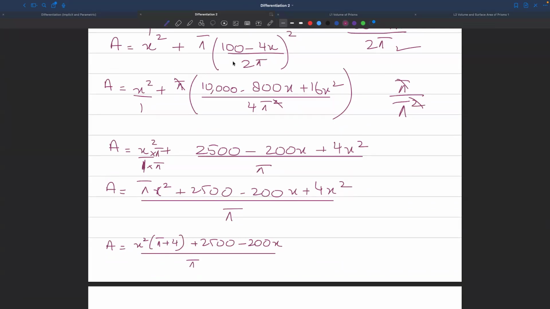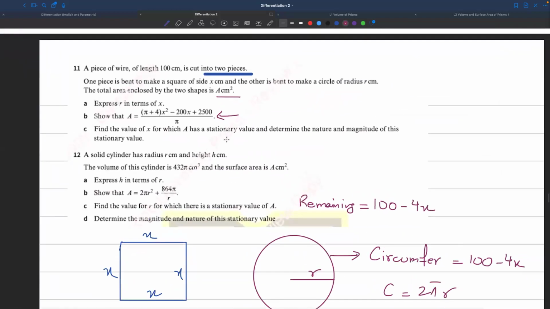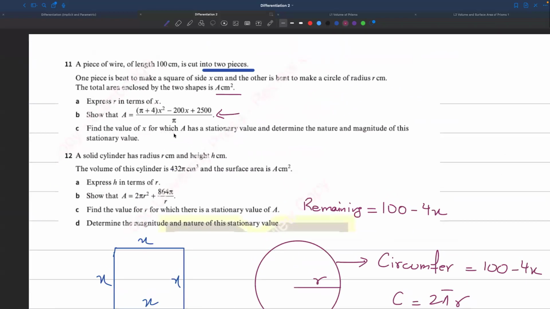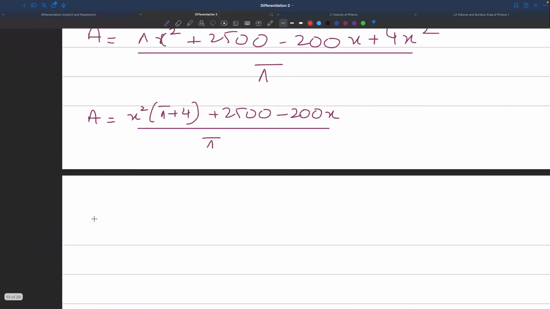Now, find the value of x for which A has a stationary value. This is quite straightforward. Stationary value means you'll first find dA by dx. Pi is a constant, so to make your life easier, leave pi outside and write it like this: pi x square plus 4x square plus 2500 minus 200x.